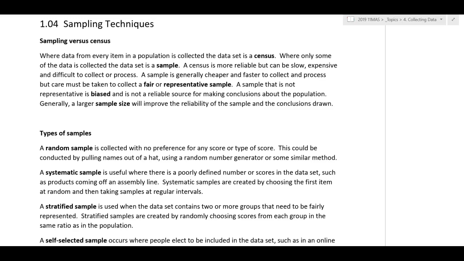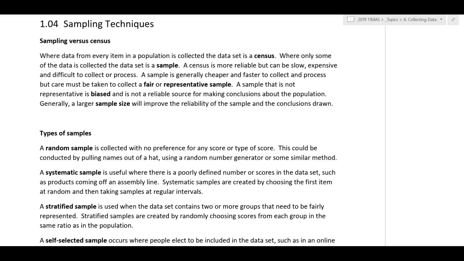Flip side, a census is expensive and slow. Because it's slow, perhaps the data set has changed during the time it's taking you to collect it, so it can in fact introduce some inaccuracy that way. A census is generally more difficult. A sample is typically faster.